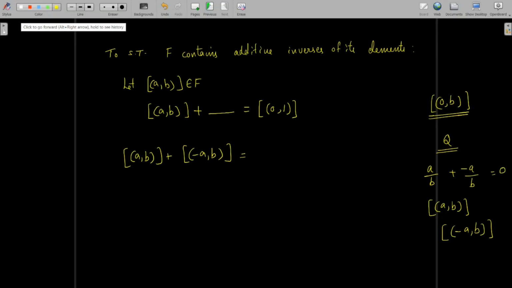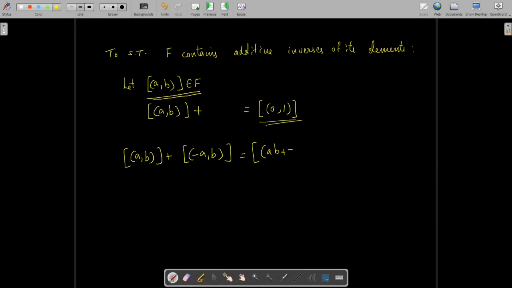And the addition is defined in such a way that we have to take the product of these two elements, A and B, plus the product of B and minus A. So the first coordinate becomes AB plus minus BA, comma B into B, that will be denoted by B square. Now this is equal to the equivalent class of AB plus minus AB comma B square, since multiplication is commutative in D, which is equal to the equivalent class 0 comma B square.